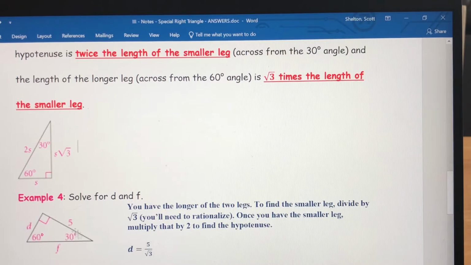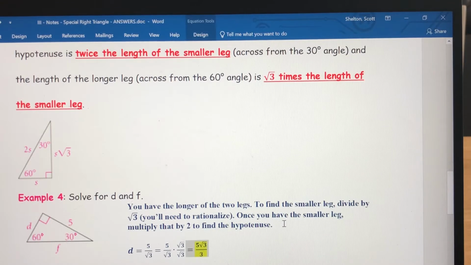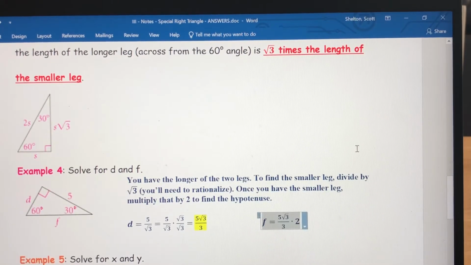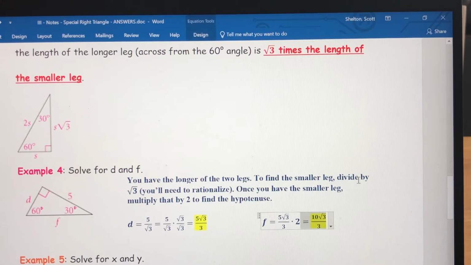So first thing is, d here is going to be the longer leg divided by this radical 3. That's the relationship. Because we have a radical expression in the denominator, we need to rationalize. So that's going to give me 5 times radical 3 in the numerator over radical 3 times radical 3, which is radical 9, or 3. So the answer here for d is going to be 5 radical 3 over 3. To find f, we're going to double that, multiply it by 2. So 5 radical 3 times 2 is 10 radical 3 over 3.